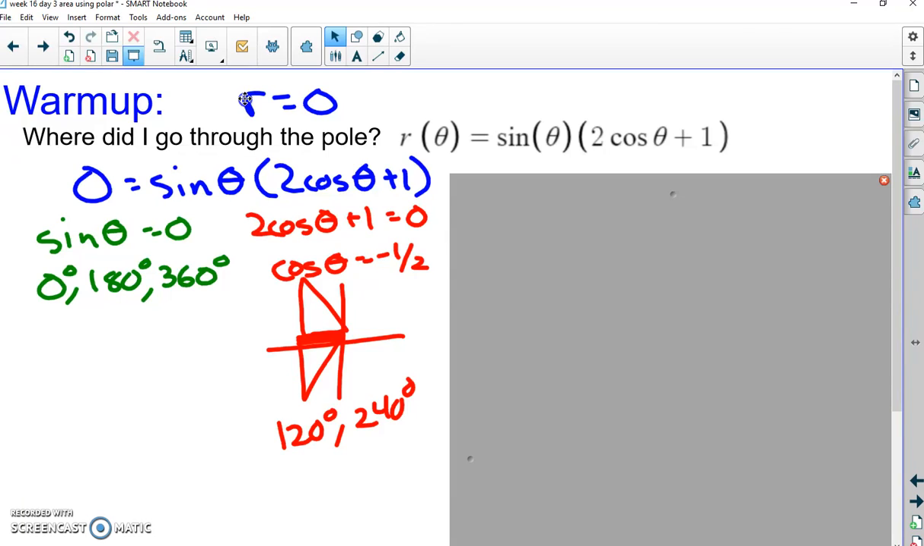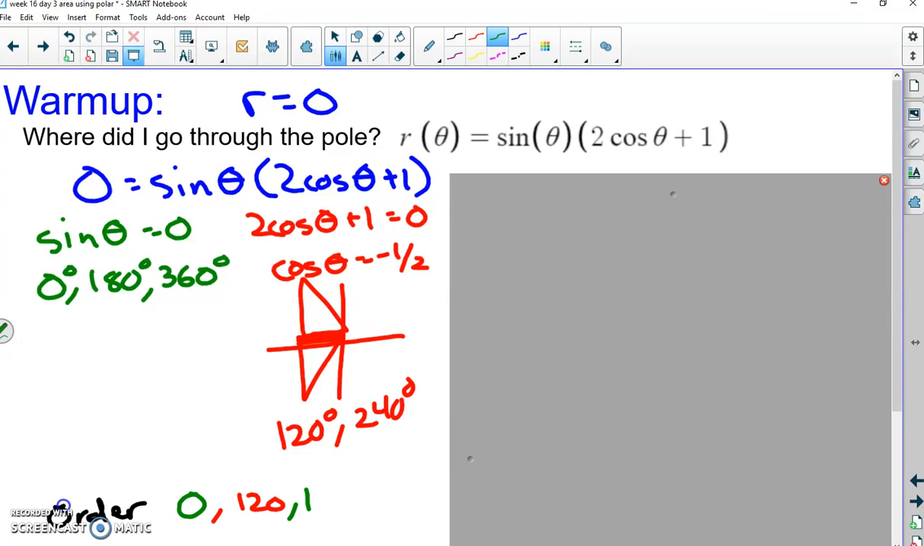Okay, so from that, what I want you to realize is this. I am going to order your moments. So I start at 0 degrees. I'm at the origin. I go through the origin at 120. I come back out of the origin at 180. I go back in at 240. And then I leave at 360. Okay. Are you okay with me ordering it that way?